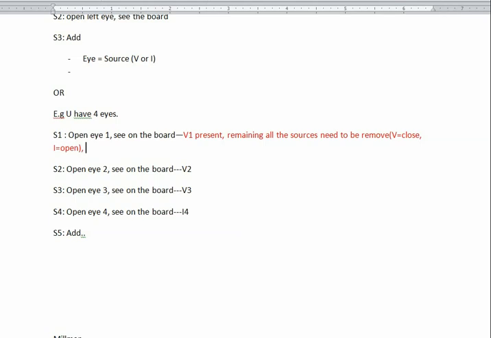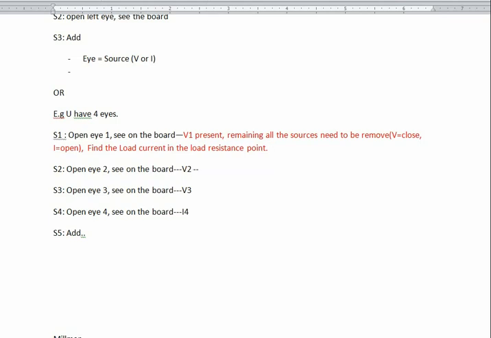Then after that, keep in mind, this is very important: find the load current in the load resistance. With source 1 only present, find the load current in the load resistance. That is important.